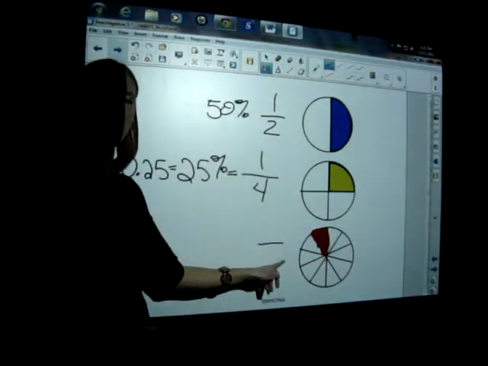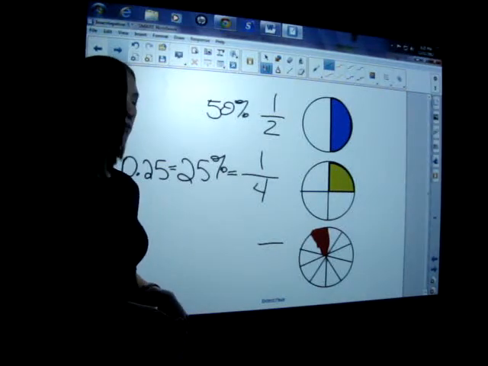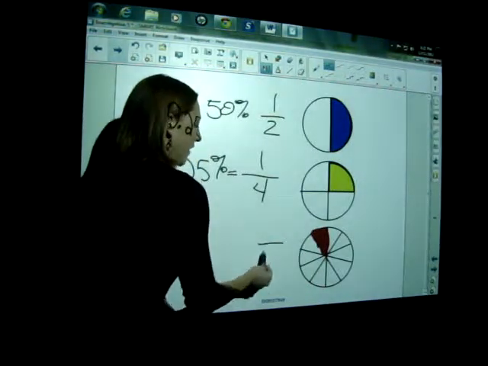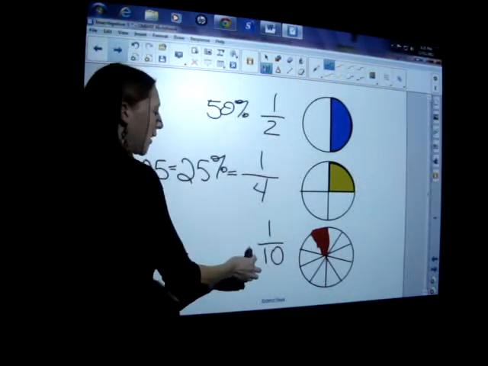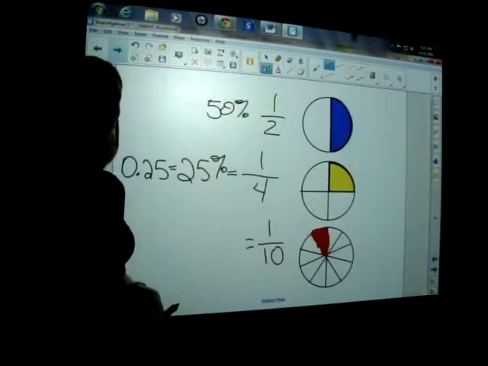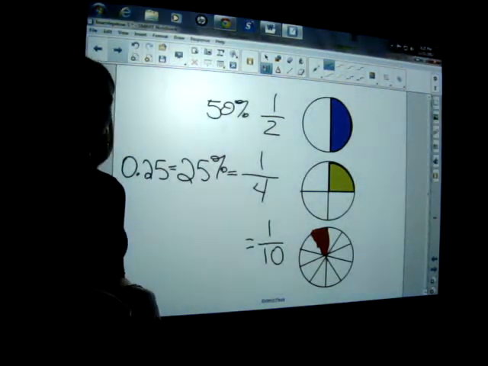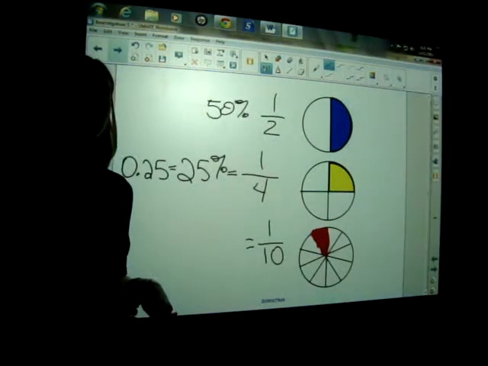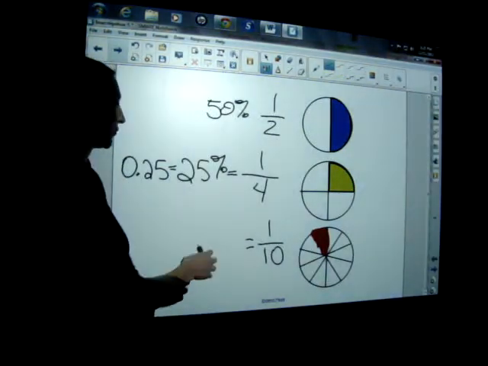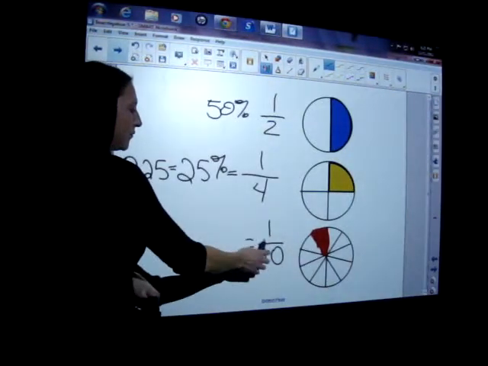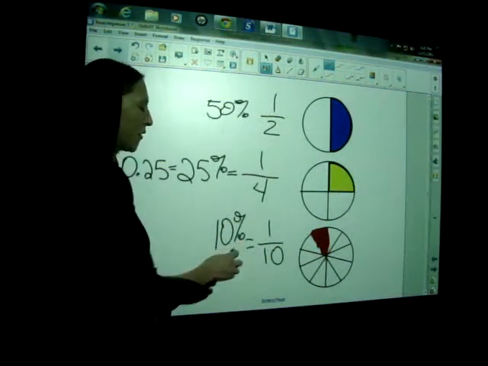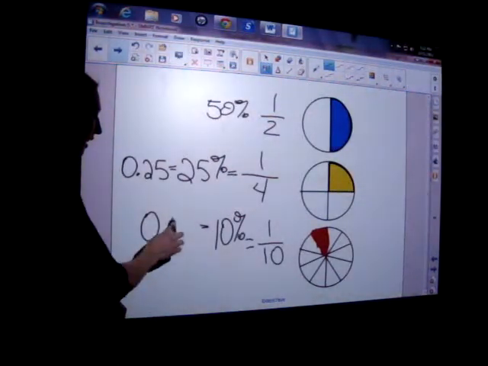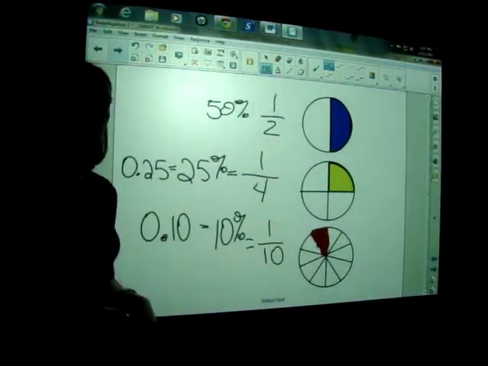Count how many pieces there are to make up the whole. 1, 2, 3, 4, 5, 6, 7, 8, 9, 10. But we're only going to look at the 1 part that's shaded to get the percent that's shaded in. Well, 1 out of 10, and I think in terms of money again, so there are 10 dimes in a whole dollar, and 1 dime is worth 10 cents, so that would be 10%. And if I take that to a decimal, we're going to have 0 and 10 hundredths.